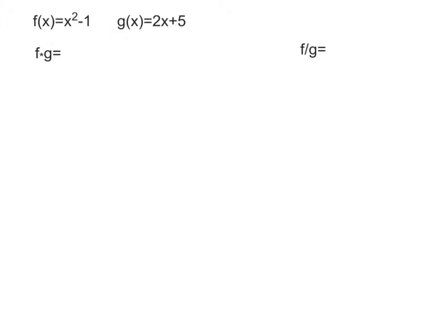Okie dokie, artichoke. Let's do a multiplication and a division. Again, we are in section 2.6, combinations of functions. Our two functions, f of x equals x squared minus 1, and g of x equals 2x plus 5, sitting right there. So the same two that we just did with addition and subtraction. And again, we are just doing arithmetic with these things.